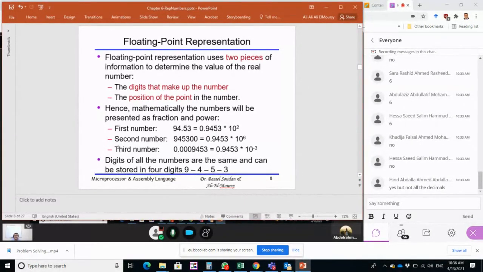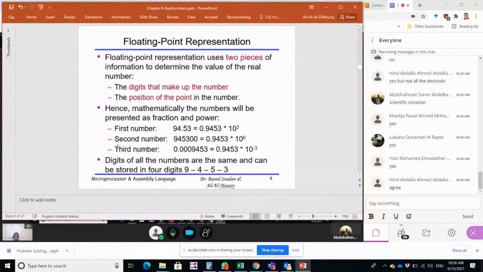The first number, instead of writing it as 94.53, I can write it as 0.9453 multiplied by 10 to the power 2. صح ولا مش صح؟ agree ولا مش agree؟ يبقى هنا this is what we call the scientific notation. مظبوط يا عبد الرحمن. Okay? This we call the scientific notation.